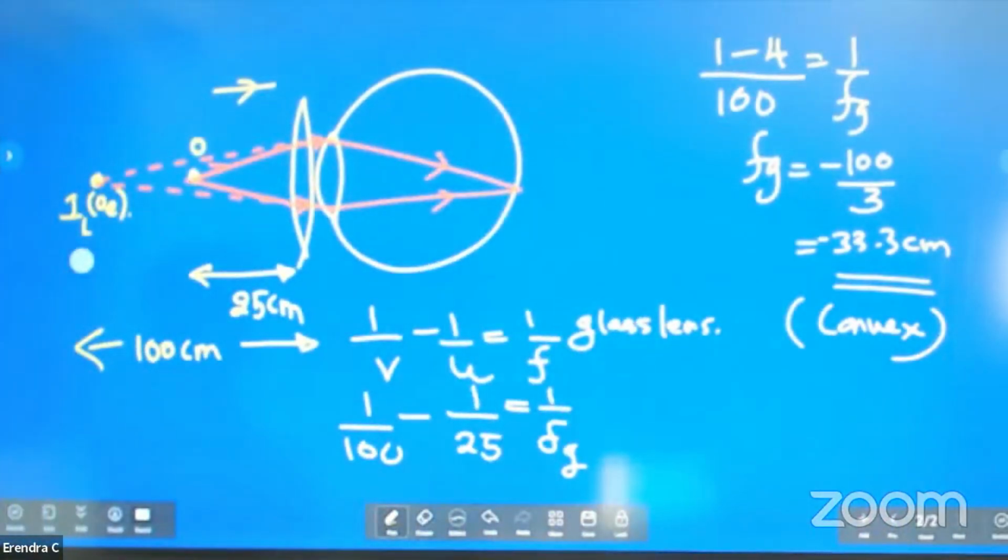Convex. This is how you correct your vision. Once you need it, write it down.